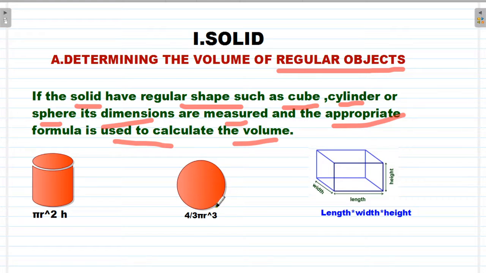Another is a sphere. The radius of the sphere is r. So the volume of this sphere is 4/3 pi r cubed. Another is a cube. It has three dimensions: length, width and height. So we multiply the three, and we can find the volume of this cube.